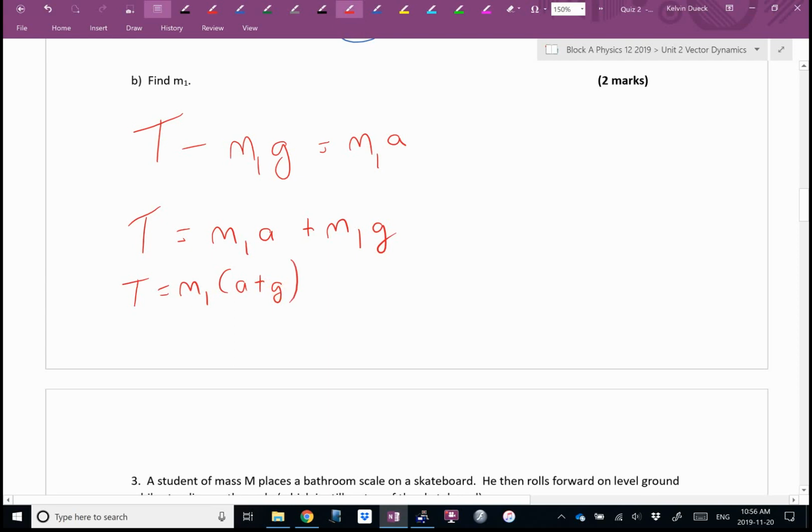Mr. Dueck, that looks scary. No, Sam, it's not, because how would I get the M1 by itself? Divide what over? We're going to use nouns and not pronouns. I want to get the M1 by itself. Help them out, folks. Divide the bracket over. Right? So I'll get this. M1 equals T all over A plus G. LCM is least common multiple.